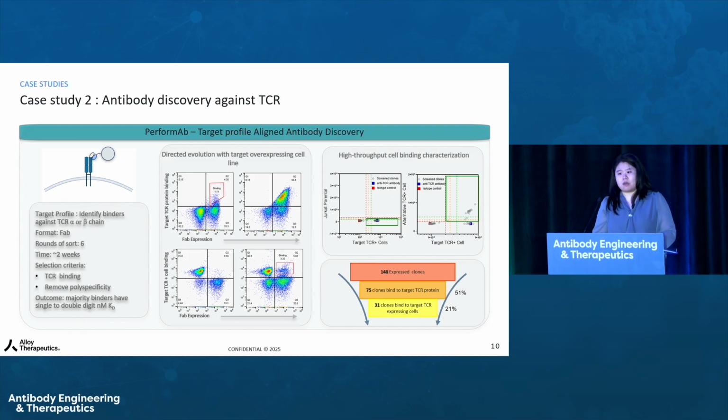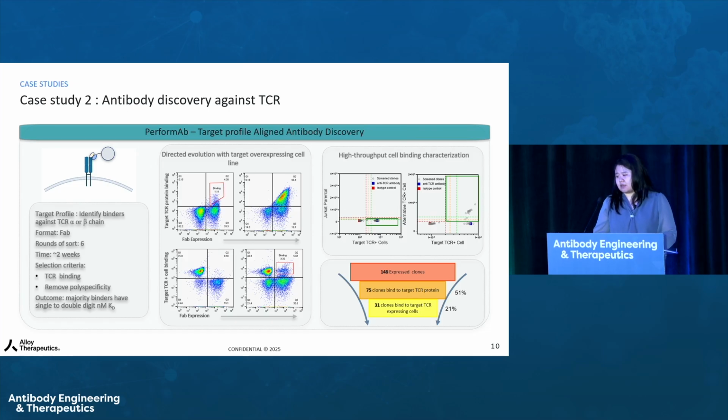And then for the y-axis, we were showing either the binding to the TCR protein or the TCR expressing cells. For the top row, we're just showing that for a very simple and common strategy, we use the TCR protein as our bait and then sort out the population that binds to our TCR protein.